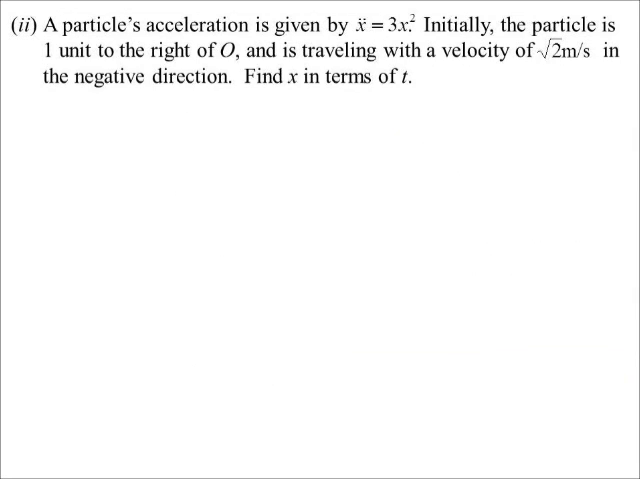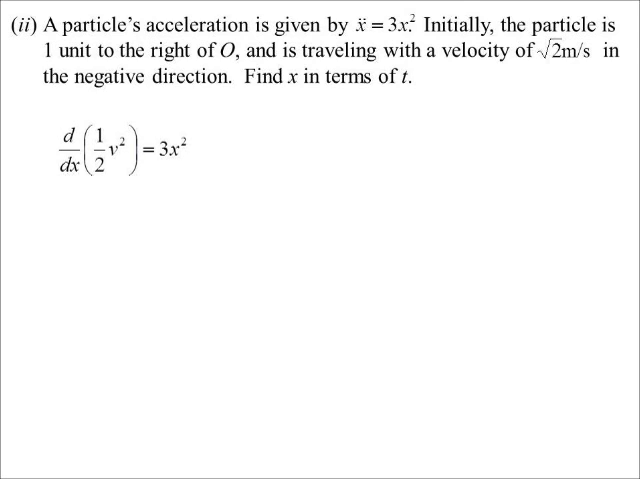All right, here's another one. Acceleration is 3x squared. Initially, we're going to start at 1 unit to the right of the origin, travelling with a velocity of root 2 meters per second, but in the negative direction. We're going to find displacement in terms of time, even though my initial equation is in terms of displacement.